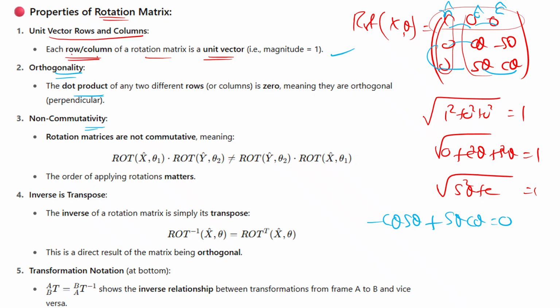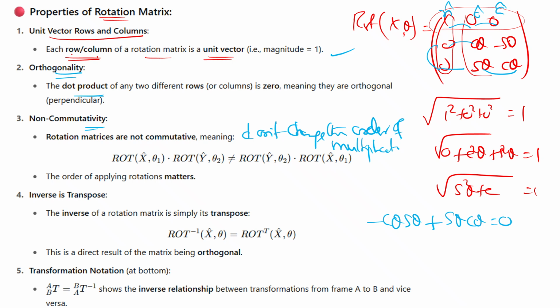It is not commutative. You cannot change the order. So very, very important: do not change the order, because it leads to a different situation. Do not change the order of multiplication, because these are rotation matrices. We have to study the properties of rotation matrices. So rotation matrices are not commutative.